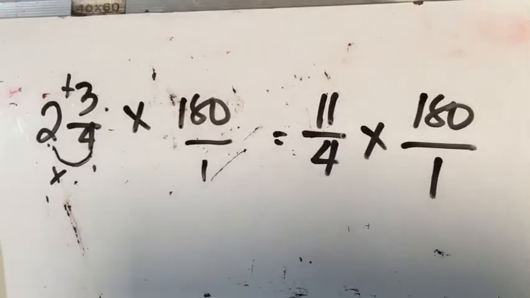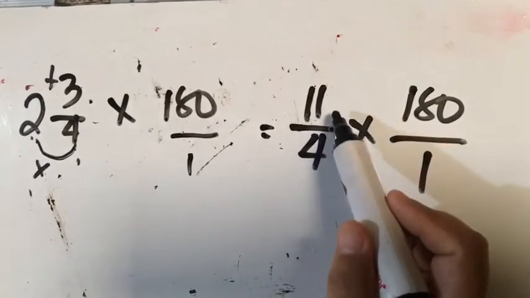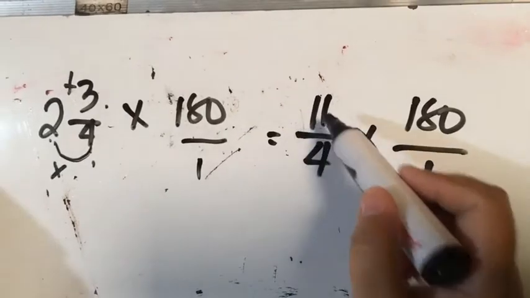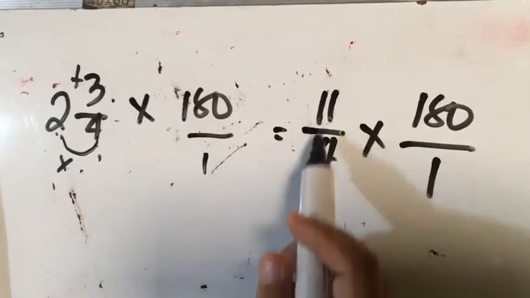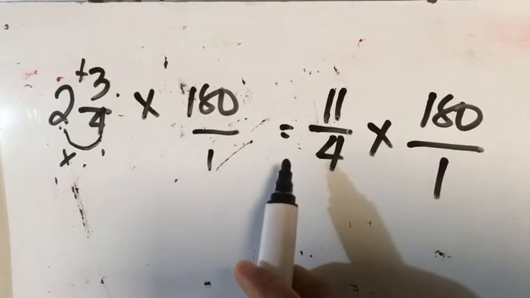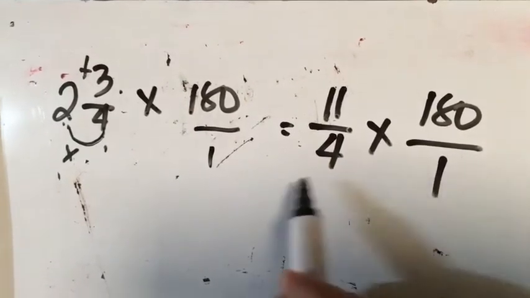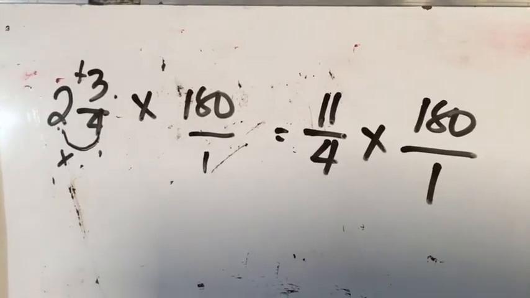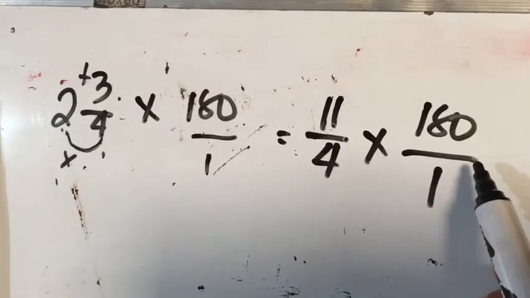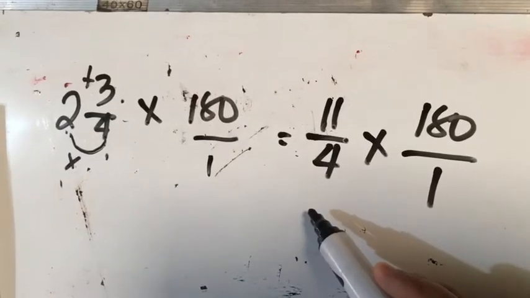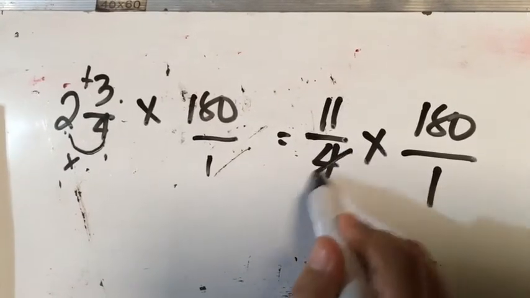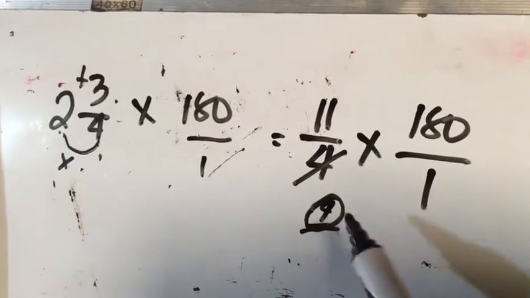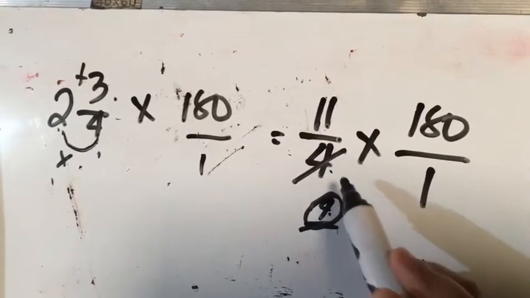Now, proceed to cancellation. Of course, you can cancel 11 and 4, and 180 and 1, 11 and 1. You choose now. 11 and 4 cannot be, because there will be no GCF for that, only 1. And then 180 and 4, I think you may, because 180 is an even number and 4 is also an even number. Let us try to use 4 as your GCF. Your GCF is 4. So 4 divided by 4 is 1.